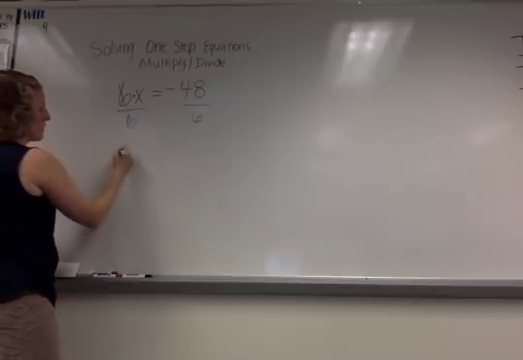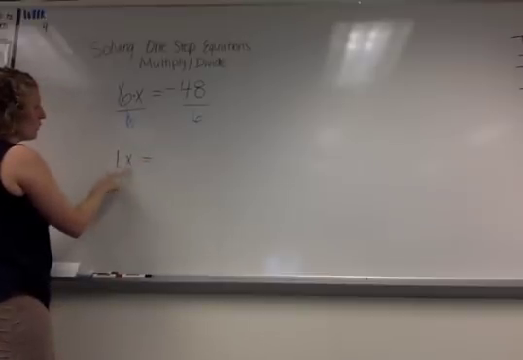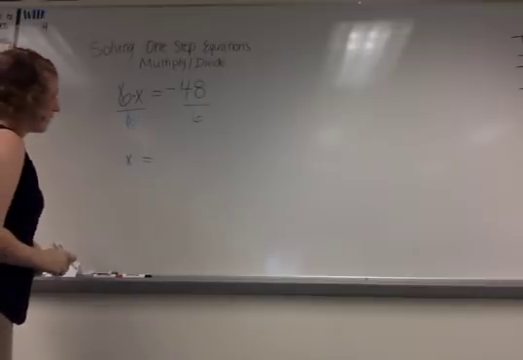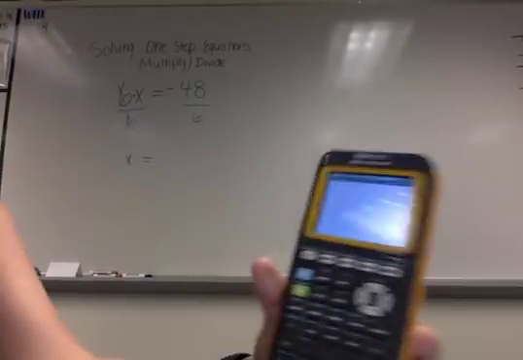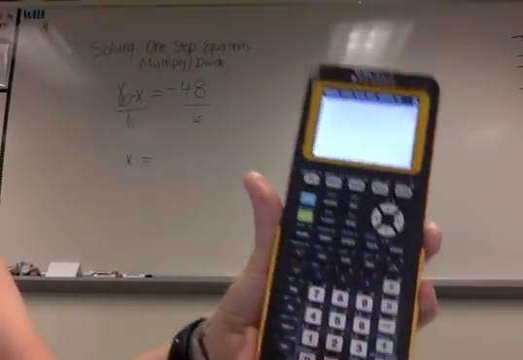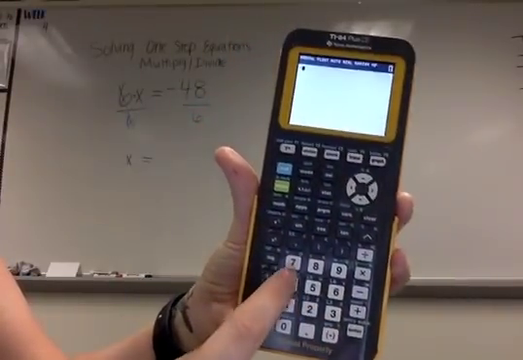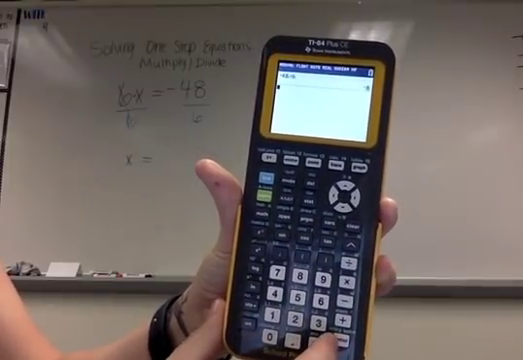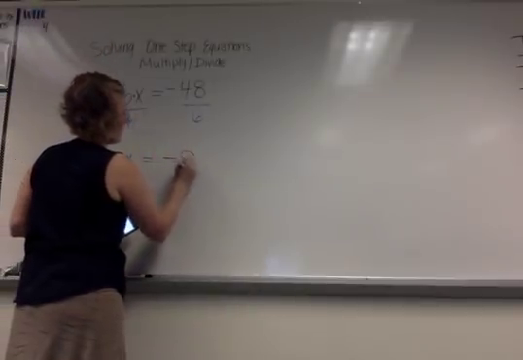So then I would be left with a 1x equals. Now a 1x is just the same thing, because if I just say x, then I know that there's one of them there. So x equals, now in order to type this in your calculator, again, you're going to hit this negative button down here. So you do negative 48 divided by 6, and you get negative 8. So the answer to this one is negative 8.